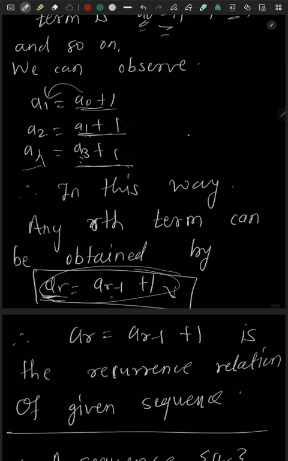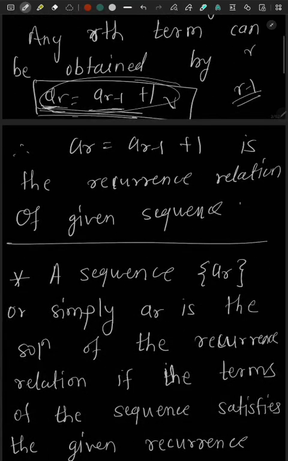And so on. For any term a_r, the rth term, we will get a_r by adding 1 to its previous term. What is the previous term? r minus 1, right? So a_(r-1) plus 1 we will get a_r. So this equation a_r is equal to a_(r-1) plus 1 is our recurrence relation for the given sequence.